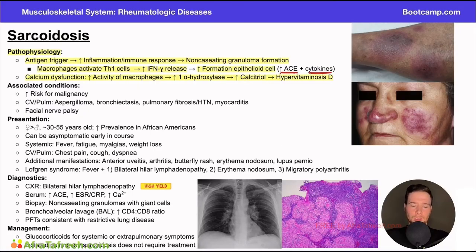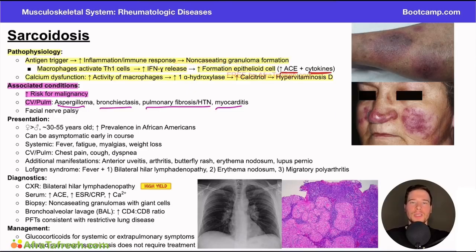So if we turn our attention to the associated conditions here, we'll see a couple key ones I'd like to talk about, and that is the increased risk for malignancy. This especially includes things like lung cancer or lymphomas. Additionally, these patients are also at an increased risk for cardiovascular and pulmonary conditions. These can include things like aspergillomas, bronchiectasis, pulmonary fibrosis or hypertension, and myocarditis. And so we have to keep these in mind. These are typically more seen in advanced sarcoidosis, but we have to know that if we're not treating patients who have sarcoidosis, there are additional complications that can occur down the road.